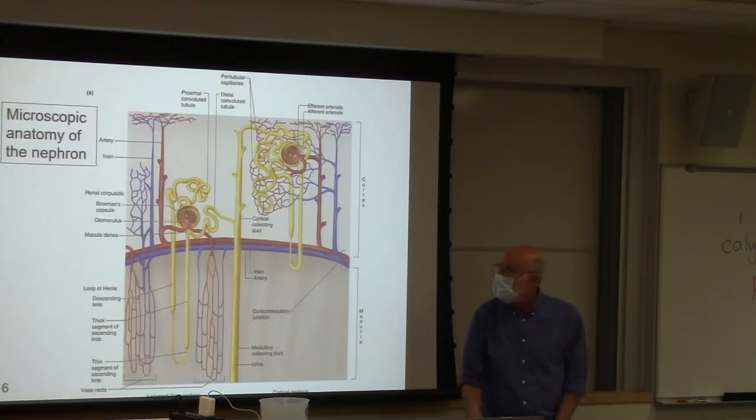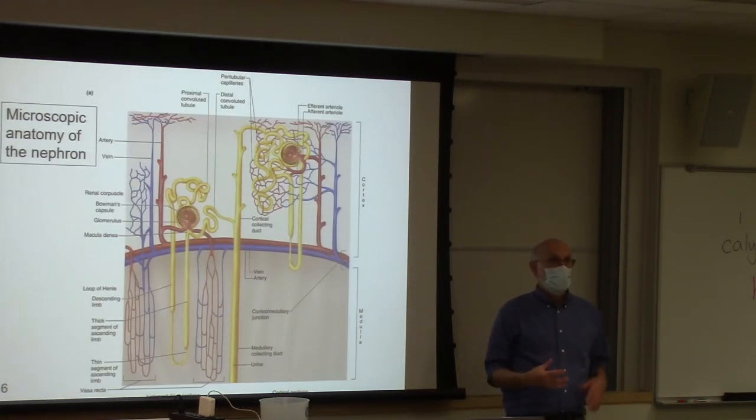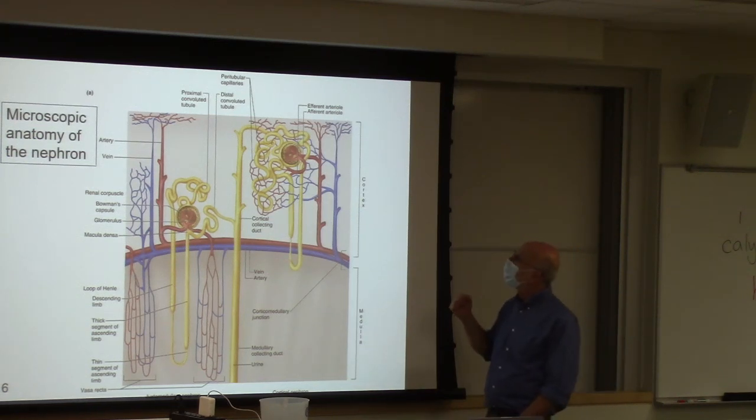Okay, now we're going to get into the nephron. This is the functional unit of the kidney. So just like a neuron is the functional unit of the brain, a nephron is the functional unit of the kidney, but it's multicellular, it's not one cell. So let's walk through this from a physiological and anatomical viewpoint.